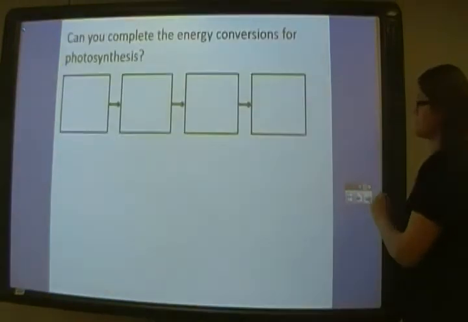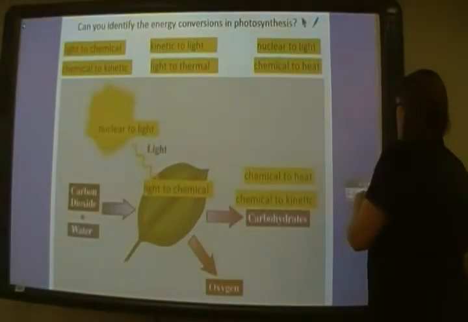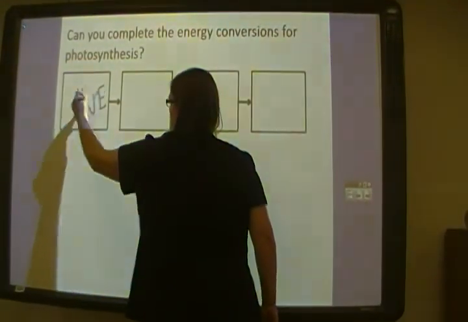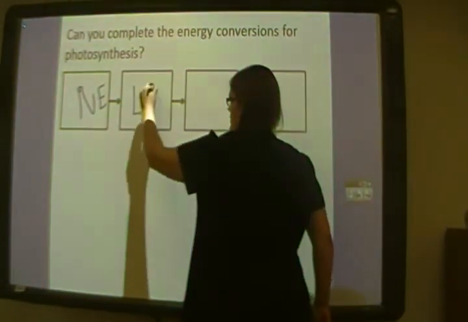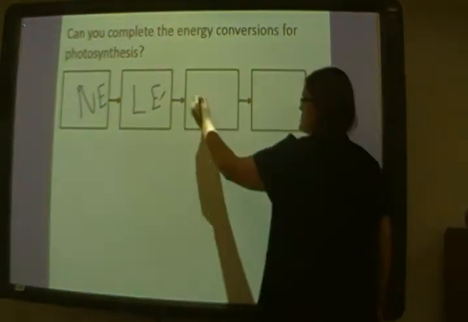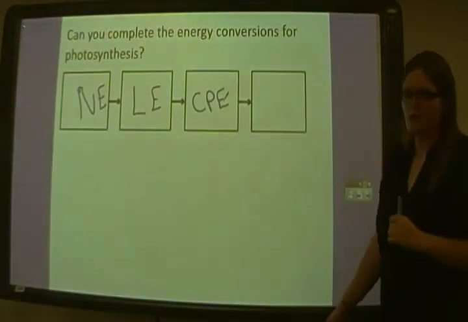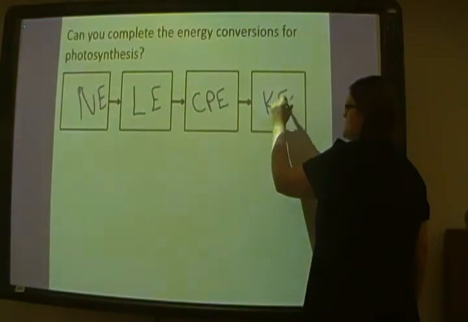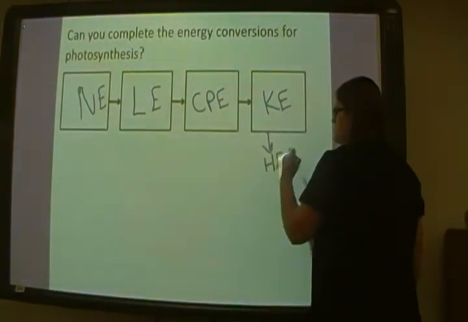So going back to our energy diagram, we've started at the sun with nuclear energy, and then it was converted to light energy. That light energy was taken in by the leaf, converted to chemical potential energy, and then when those carbohydrates are consumed, that chemical potential energy is used as kinetic energy, but then also some of that energy is converted to heat.